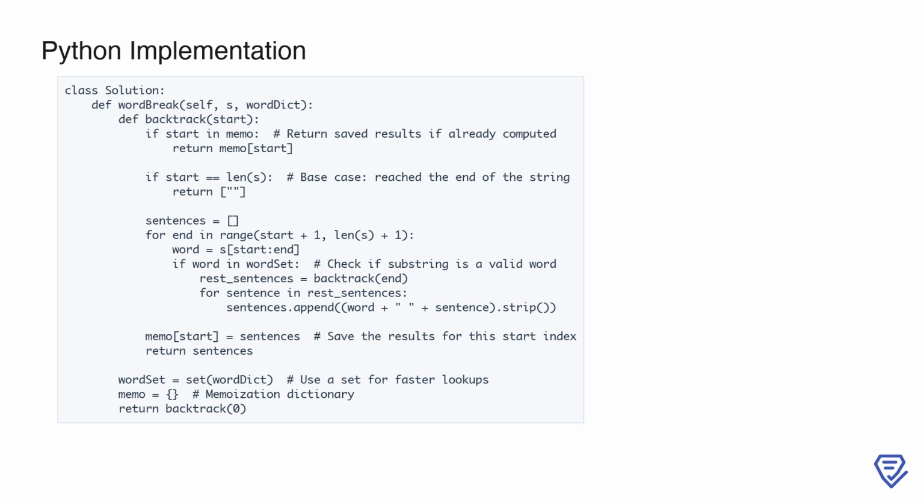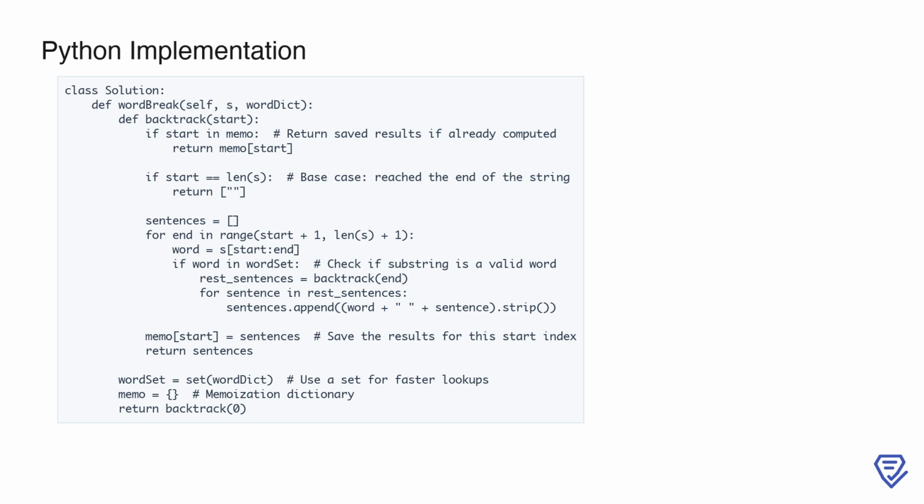4. Main logic. The function iterates through all possible end indices, end, from start plus 1 to len(s) plus 1. For each end, it extracts the substring word equals s[start:end], and checks whether this word exists in the word set, a set of words derived from wordDict for faster lookups. 5. Recursive calls. If the substring word is valid, the function makes a recursive call to backtrack(end) to find all valid sentences for the remaining portion of the string. For each valid sentence returned, it concatenates word with the rest of the sentence and adds it to the sentences list.